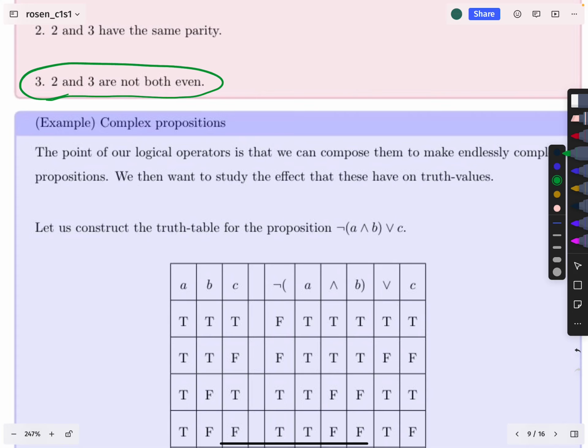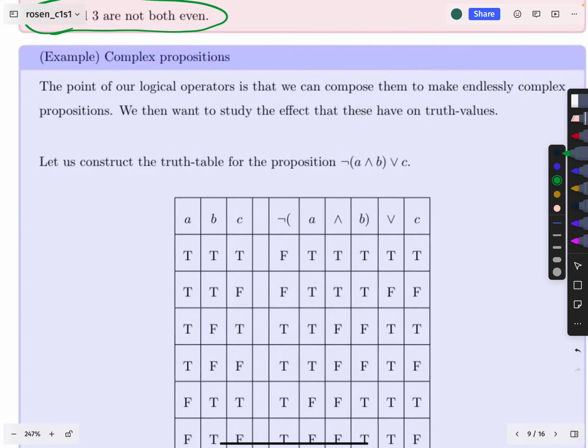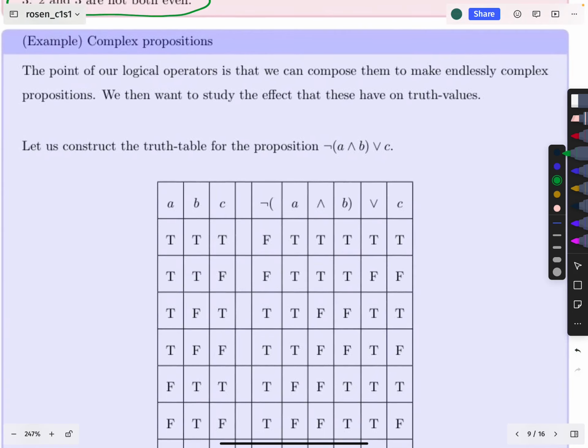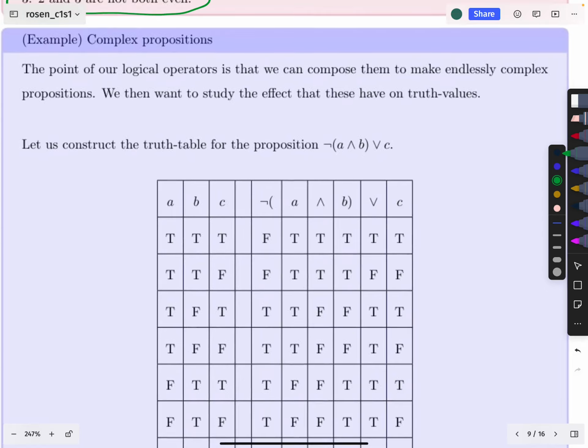Okay. Now let's look at truth tables for complex propositions. I'm getting a little out of order with the textbook, but I think this is kind of important to do a little earlier. At least in my opinion, I would like to get to this earlier than the textbook does. So let's look at a complex proposition like this, and let's build the truth table for it.